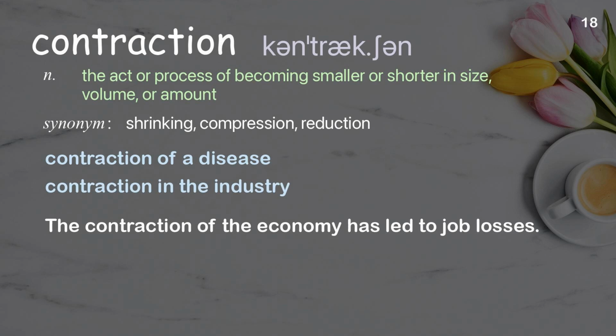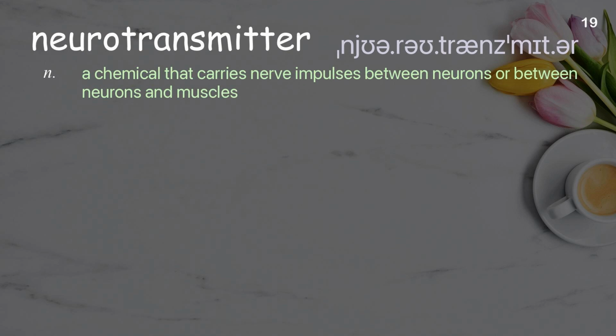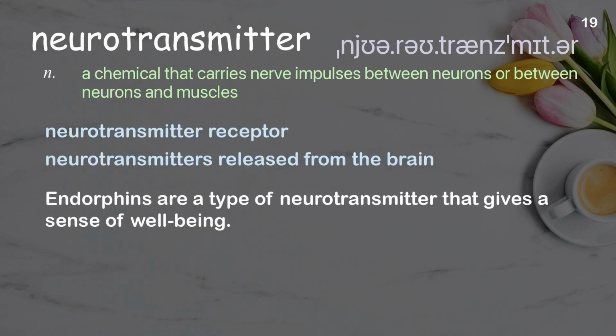Neurotransmitter. A chemical that carries nerve impulses between neurons or between neurons and muscles. Examples: Neurotransmitter receptor. Neurotransmitters released from the brain. Endorphins are a type of neurotransmitter that gives a sense of well-being.